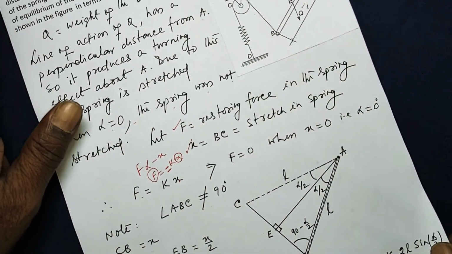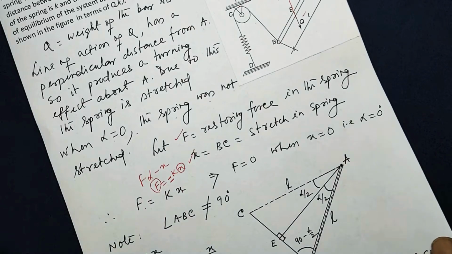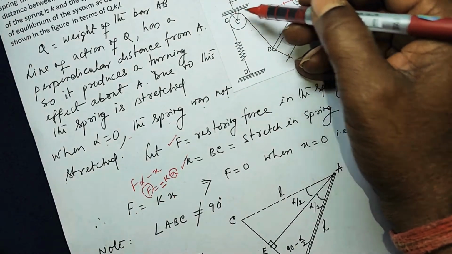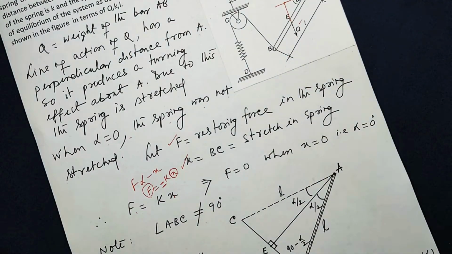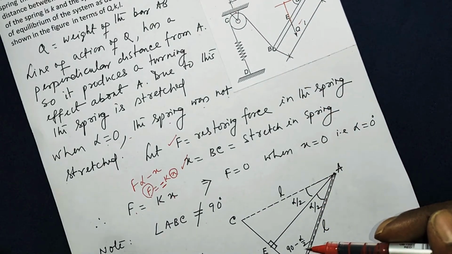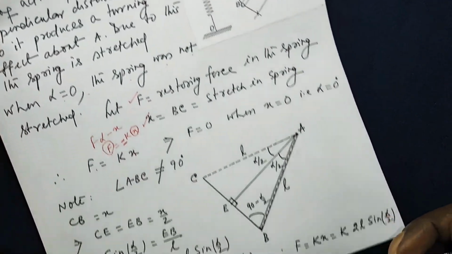What is to be imagined here is that this angle ABC is not 90 degrees. This is what you have to be careful about. If you get a right angle triangle, then we can apply sine theta, cos theta, and find different values. So this part of the diagram is redrawn here. I have redrawn it.